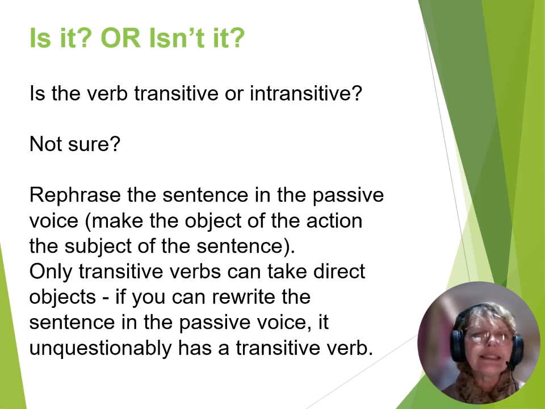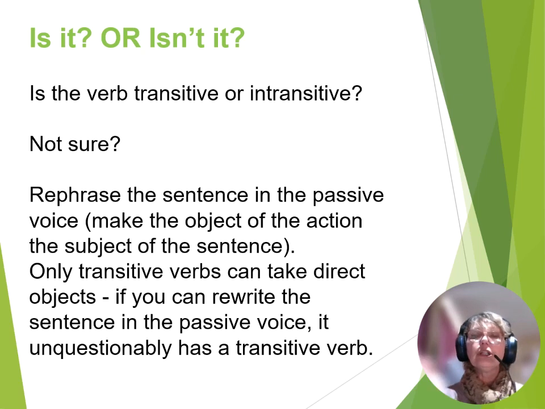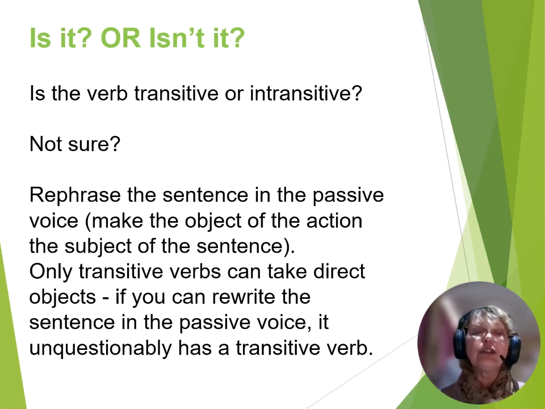Is it or isn't it? You're asking yourself whether the verb is transitive or intransitive. And if you're not sure, there's a very easy way of finding out. Rephrase the sentence in the passive voice. Make the object of the action the subject. So what you're really doing is swapping your subject and object around. And you'll see we're going to do a type of formula for that. Now, only the transitive verbs can take direct objects. So if you can rewrite it in passive voice, it's unquestionably a transitive verb.